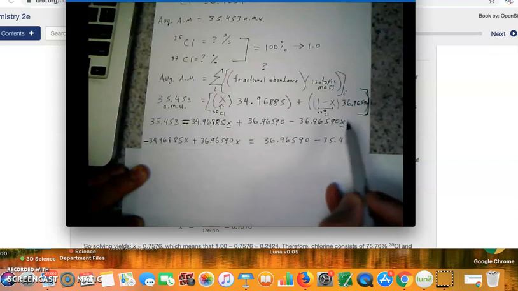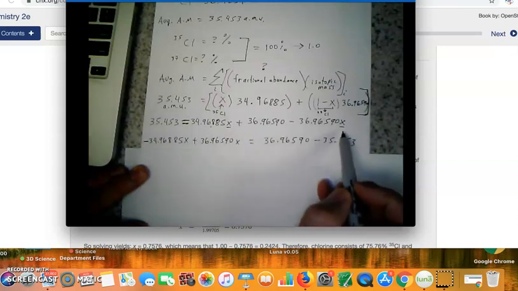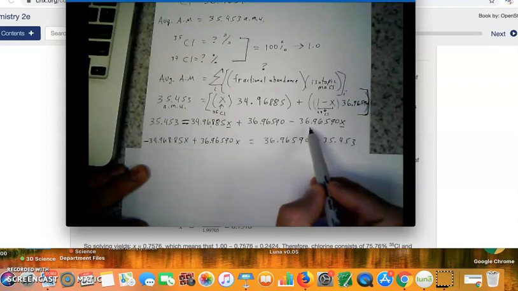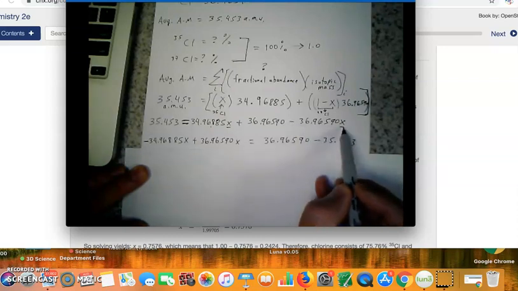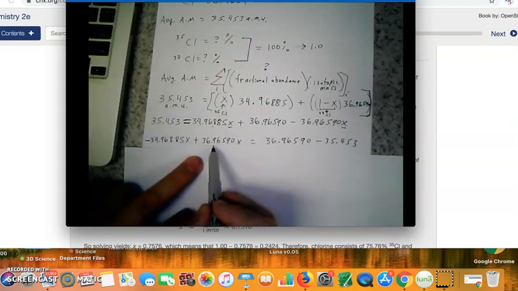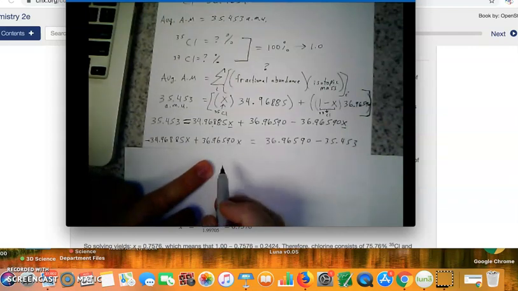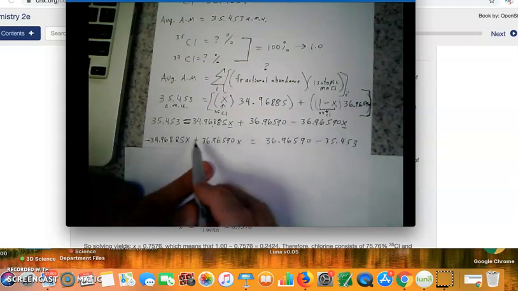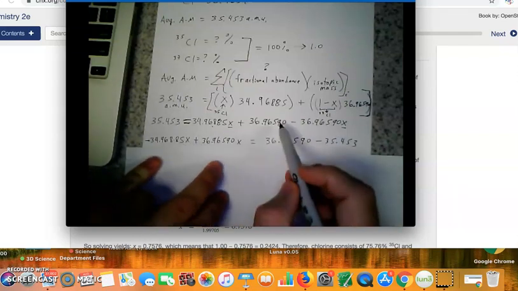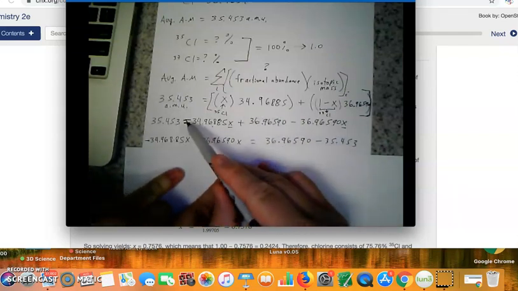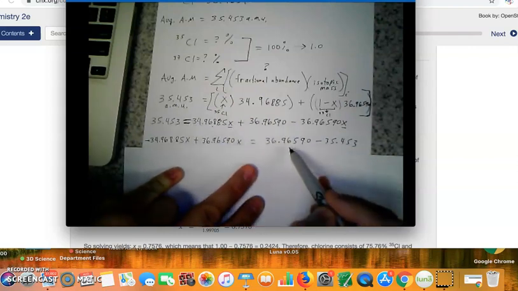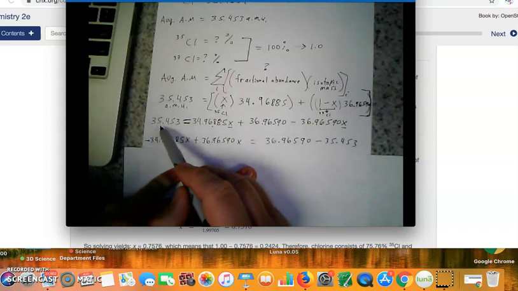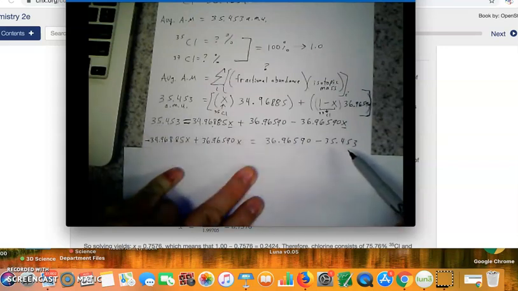Now I have another X that needs to go on the other side. I want my X's on the left and my numbers on the right. So here I have a negative 36.96590X. When I bring it to the other side, it becomes positive 36.96590X. Okay, so I have my X's here. Now, here I have a number on the right side of the equal sign, so that's good. I'm just going to bring it down. And this number here is on the left, so I need to bring it to the right. And when I do that, the sign changes, right? So positive 35.453 becomes negative 35.453.